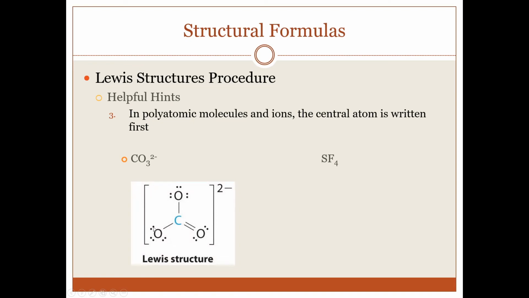So here we have CO3, so carbon, and 1, 2, 3 oxygens. And this 2 negative charge applies to this whole ion. This whole ion is going to be a 2 minus charge. So SF4, sulfur tetrafluoride. We're going to have sulfur in the center, and then it's going to be surrounded by 1, 2, 3, 4 fluorine atoms.